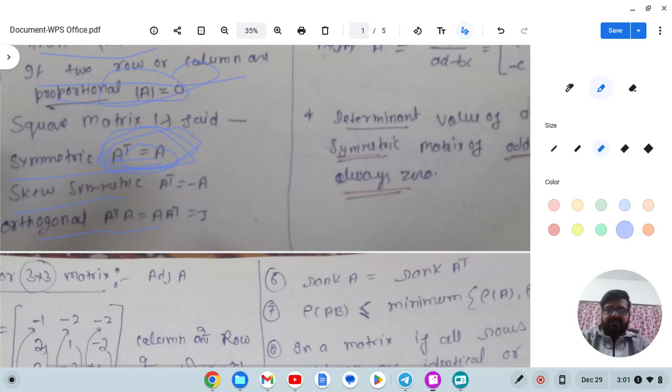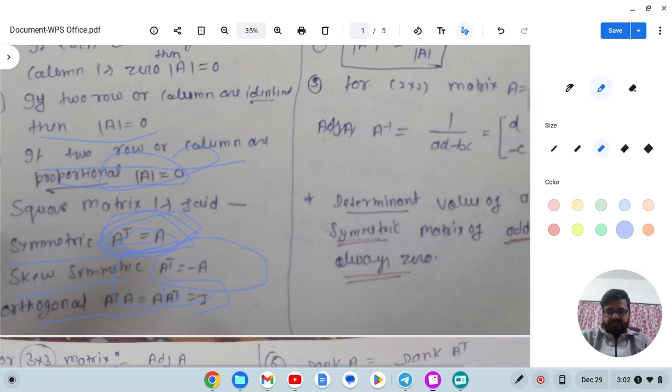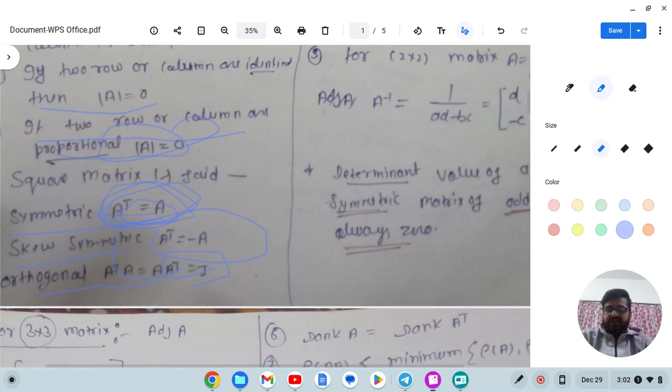Skew symmetric matrix: if the transpose of A is equal to minus A, then it is called a skew symmetric matrix. Orthogonal matrix: transpose of A multiplied by A, and A multiplied by transpose of A, is equal to the unity matrix. Then it is called an orthogonal matrix. After some time we will study the other properties of symmetric, skew symmetric and orthogonal matrices, and questions come from that concept, such as the determinant value of an orthogonal matrix always has the absolute value of 1.